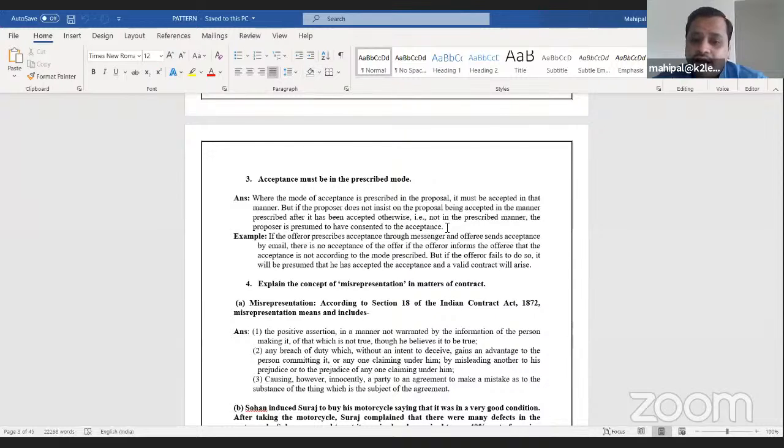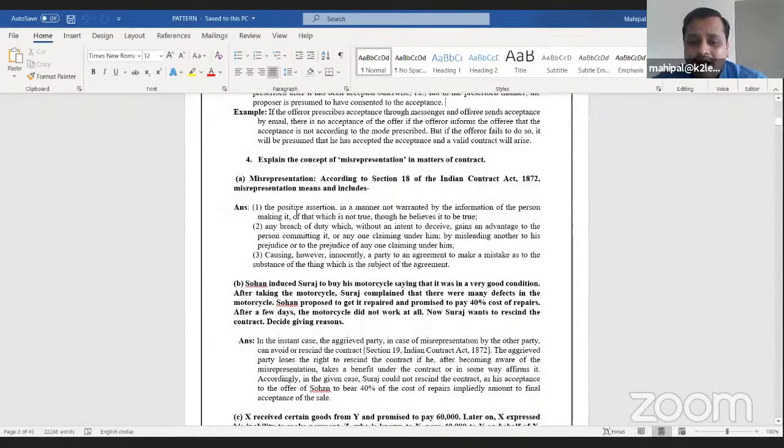Misrepresentation in the matter of contract. Positive assertion in a manner not warranted by the information of the person, breach of duty, and innocently. These are the three important terms which have been used in this particular misrepresentation.